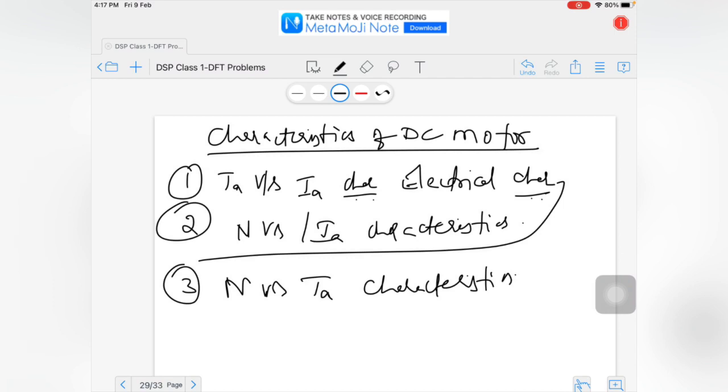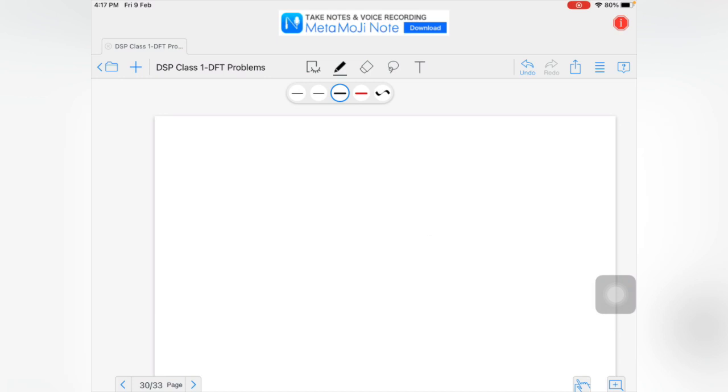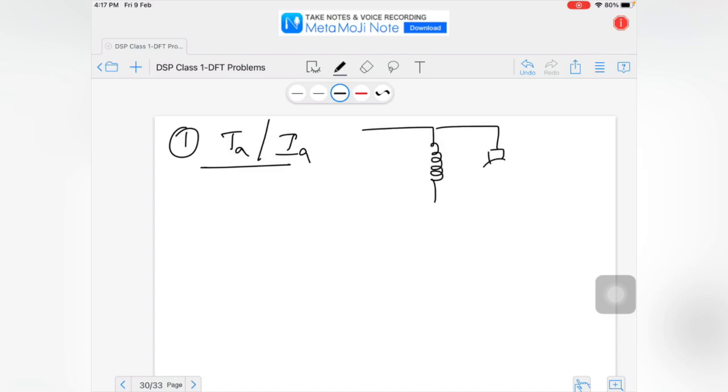So these are the three important characteristics. Whether it is a shunt motor or series motor, we will explain these characteristics in the coming slide. Before starting that, for the first characteristic, armature torque versus armature current, I will draw the shunt motor for understanding purpose. I will write the DC shunt motor.